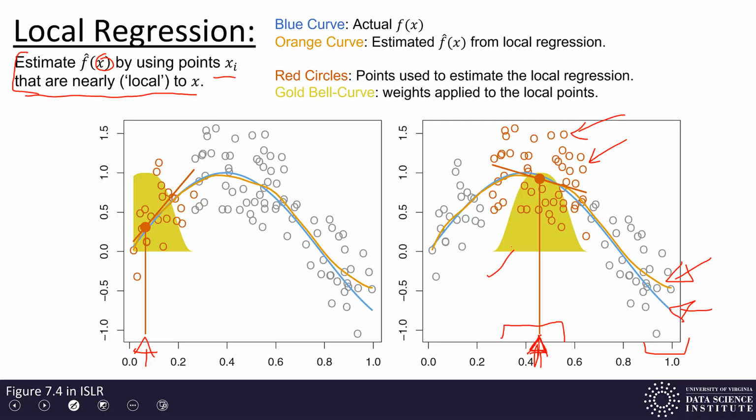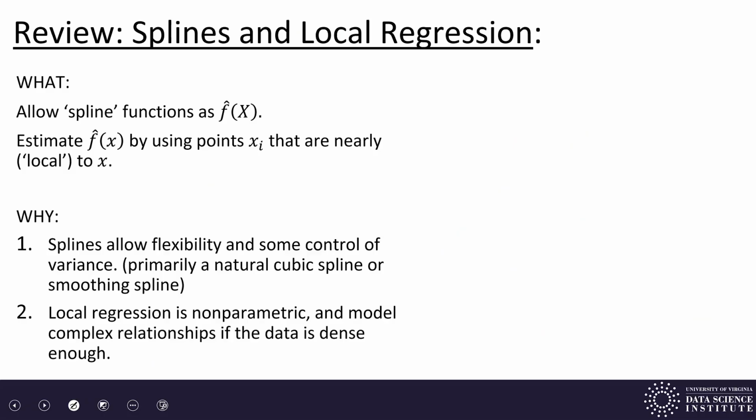This gold bell curve shows us the weights that are going to be put on those data points. So this is a weighted regression, and we're doing a linear regression around that 0.42. That's what this line is telling us. We're taking all those red points, we're estimating this line here, doing a linear regression where the points are weighted by their distance away from the 0.42. So you can see that in this picture on the right, and in the picture on the left, you can see it for a different value of x. And so that's local regression. It has a lot of flexibility, with a tendency to overtrain, particularly if the data is not dense enough.